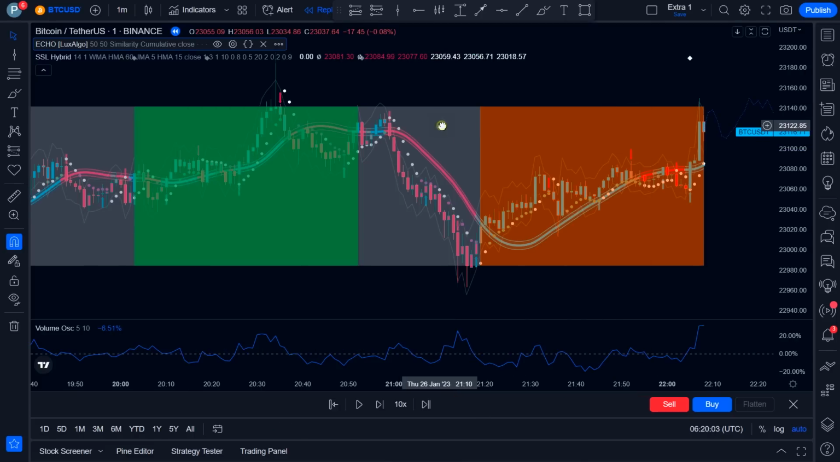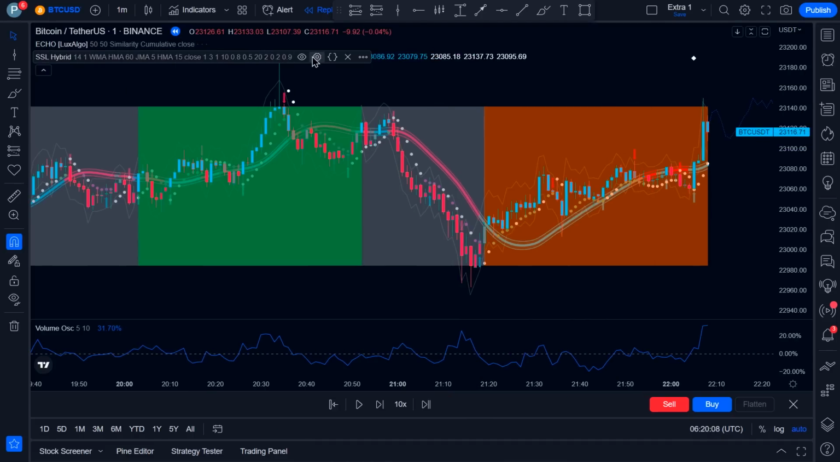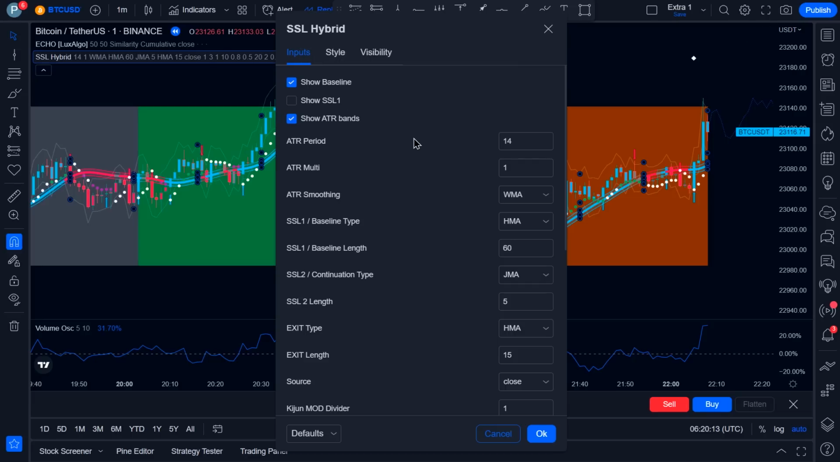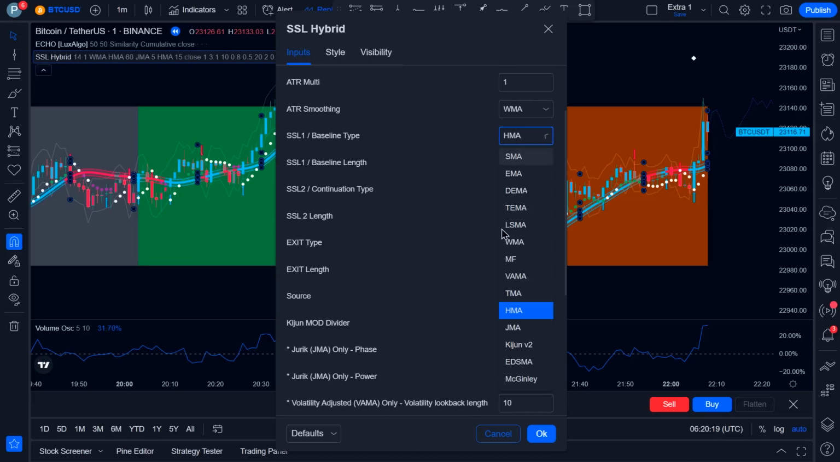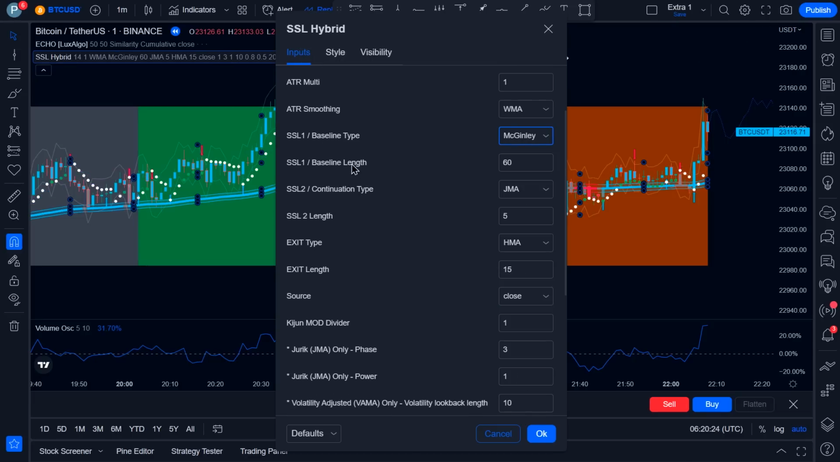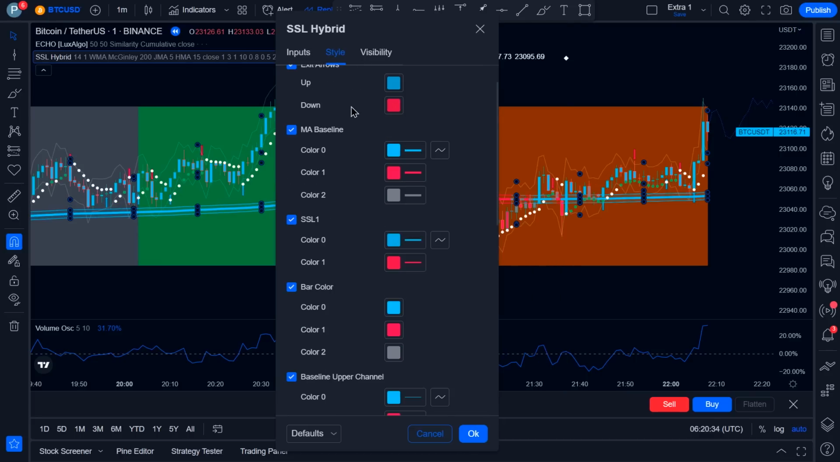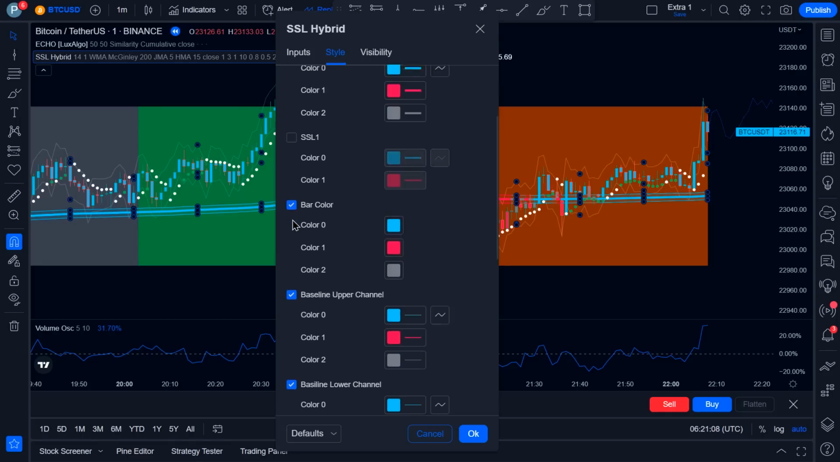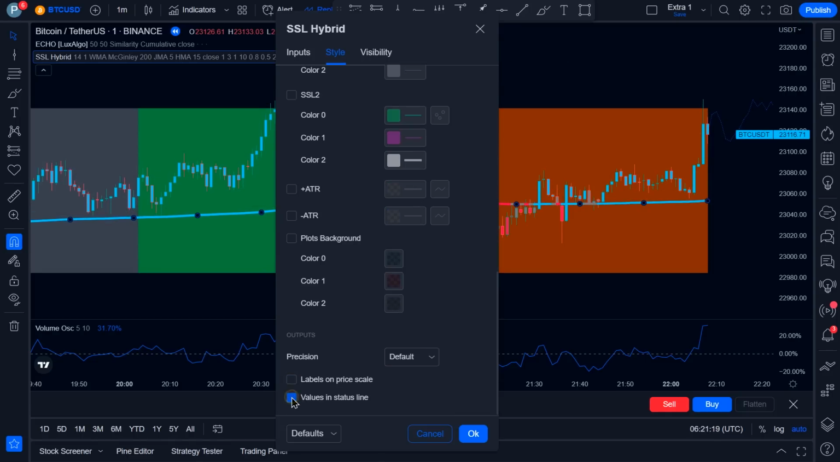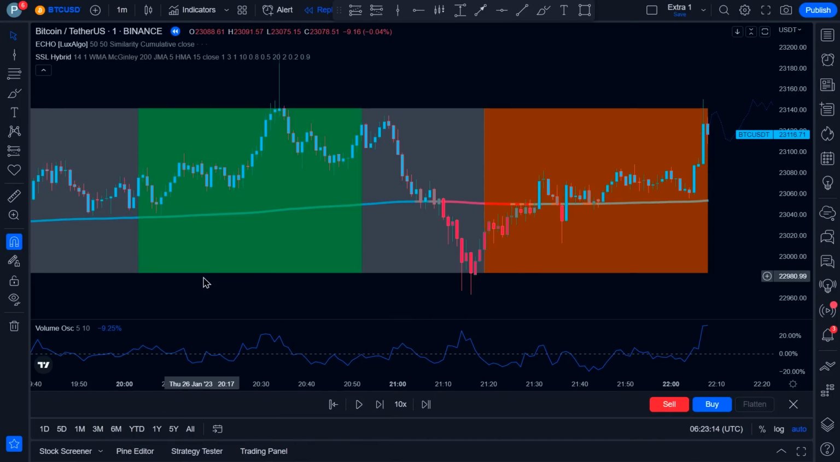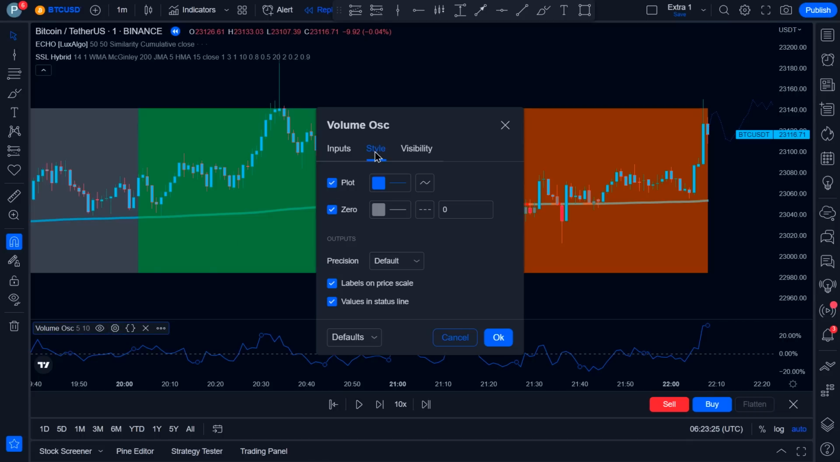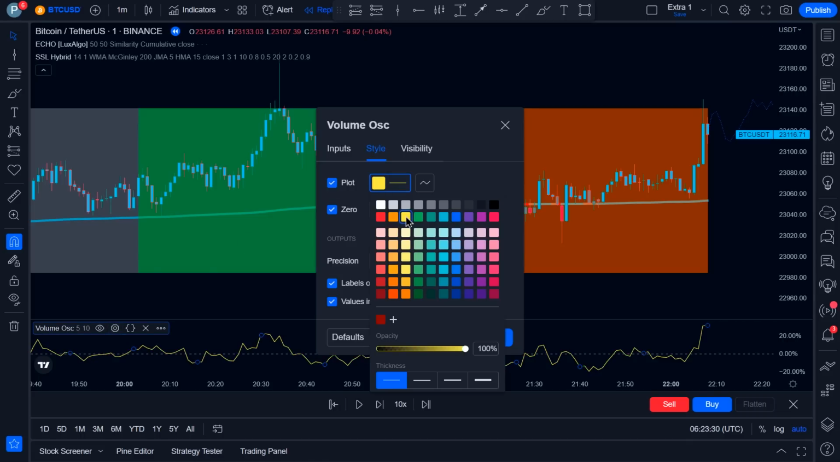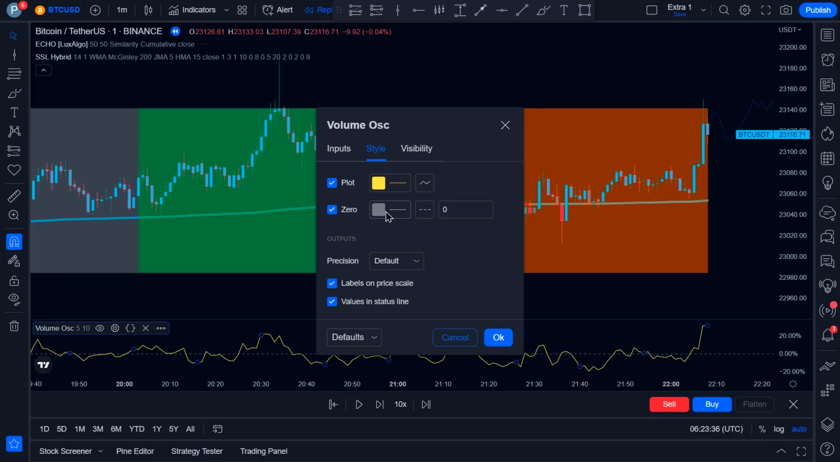Now let's change the settings. For SSL Hybrid, you're gonna click here, and on the Inputs tab, change the baseline type to McGinley, and then change the baseline length to 200. Then on the Style tab, we will be unchecking everything except for the AMA baseline and the bar color. And then click OK. Now for the Volume Oscillator, click here, and on the Style tab, change the plot color to yellow and the zero line color to white.